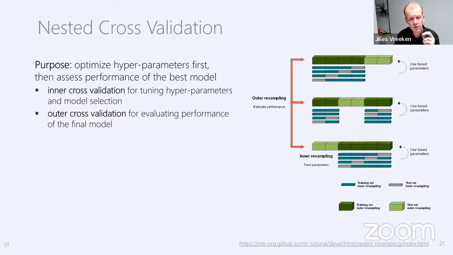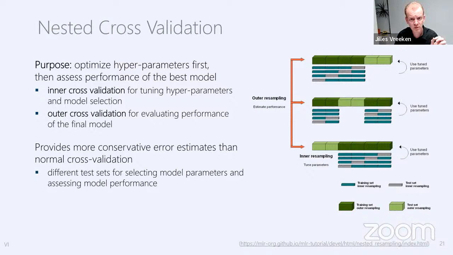Okay, there we are. Now, because this is an instance of this train, validate, test paradigm, this will give you more conservative error estimates than normal cross-validation does. So basically, we're not going to underestimate, it's going to be more conservative. It's hopefully going to be closer to the truth.